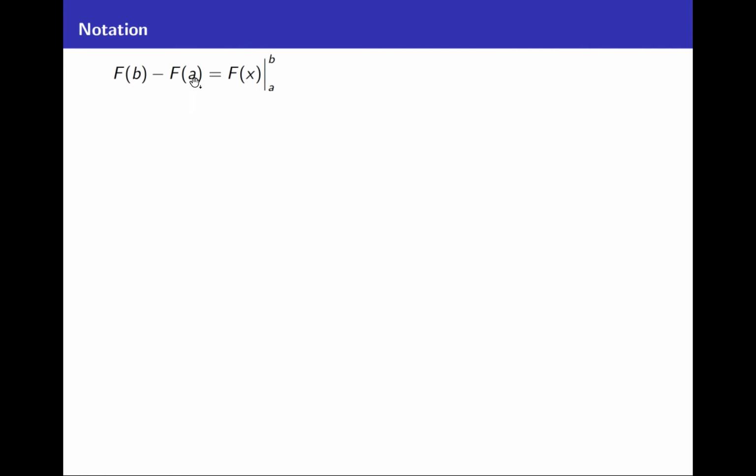Big F of B minus big F of A, you write that this way. You write your big F of x, and then you have a bar subscripted by an A and superscripted by a B. And you just read this as big F of x from A to B. And whenever you see that, you will know that that compact little piece of notation simply means F of B minus F of A.